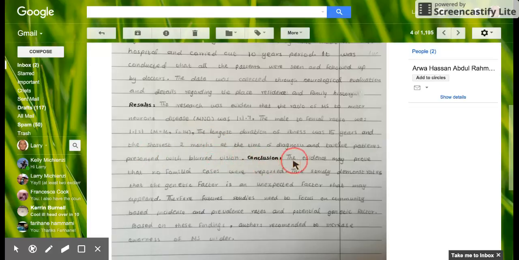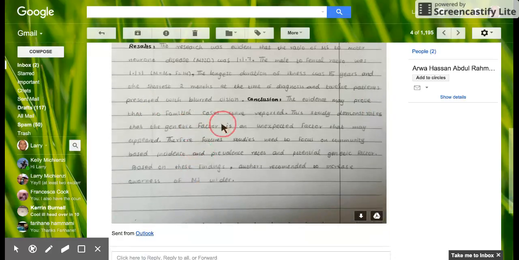So the conclusion: evidence may prove that there is no family factors is an unexpected factor, that they may appear. I'm not sure what you're saying here. Therefore, future studies need to focus on the community-based incidence and prevalence. That's fine. So these are all recommendations and conclusions.